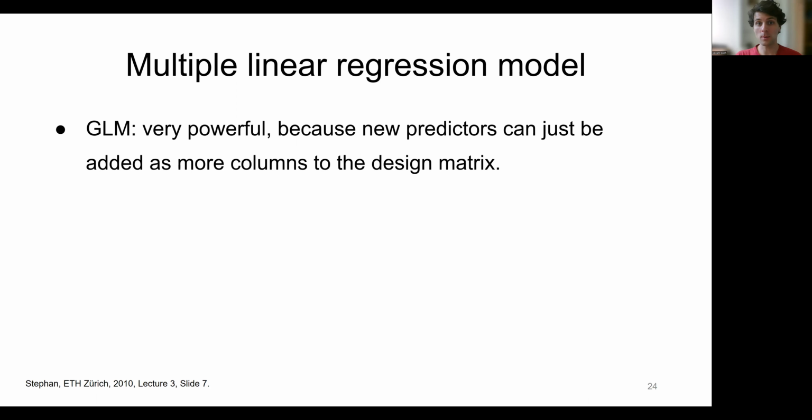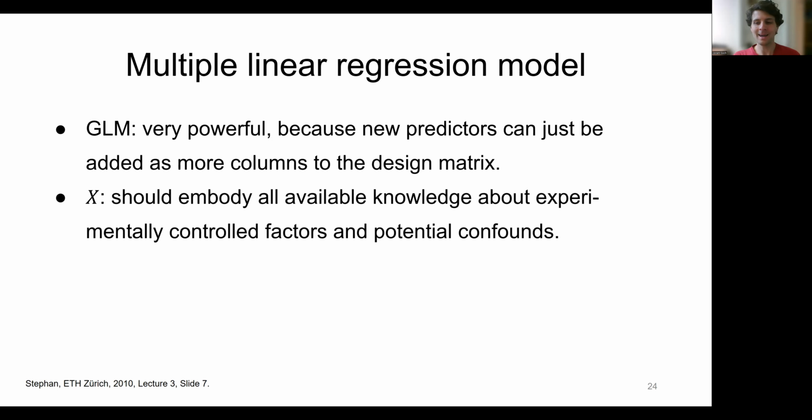So this GLM approach is very flexible because new predictor variables or new experimental conditions can just be added as more columns to the design matrix. So we can easily adapt our model to new experiments or to model a given experiment in another way. Ideally, the design matrix should embody all the available knowledge about experimentally controlled factors and potential controls.